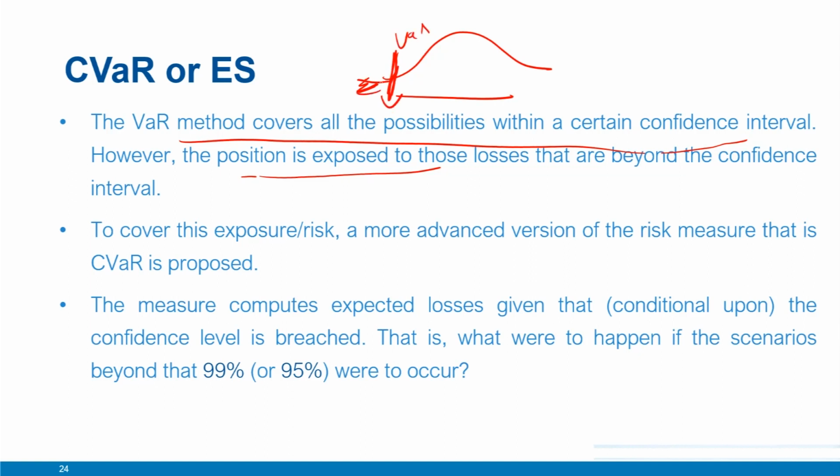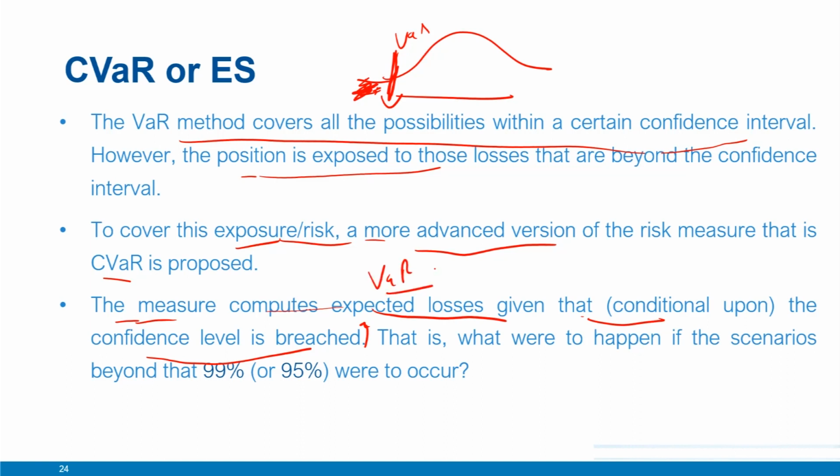But here we also look at that tail region. We are more interested in the tail region. That is, if these extreme scenarios were to materialize, what would be our losses? And to cover this kind of exposure, the extreme tail losses, a more advanced risk measure, that is C-VaR or conditional VaR or expected shortfall, is proposed. This measure computes expected losses given that, or conditional upon the fact that, the confidence level is breached. In mathematical terms, that means your losses exceed your VaR level.